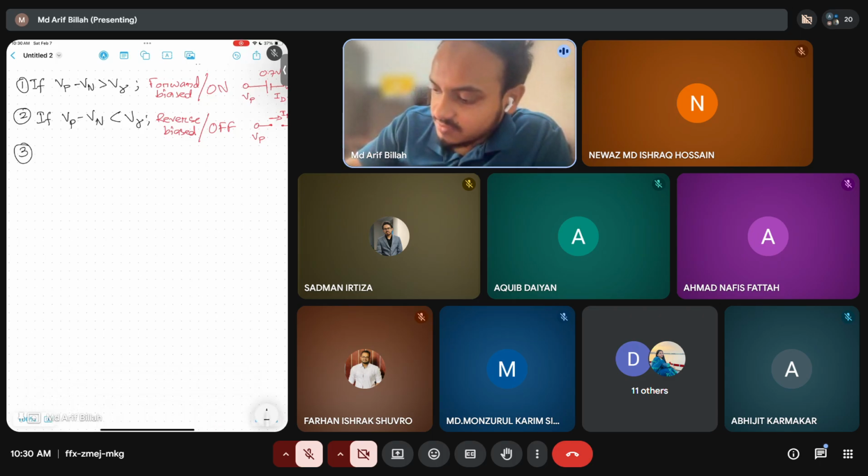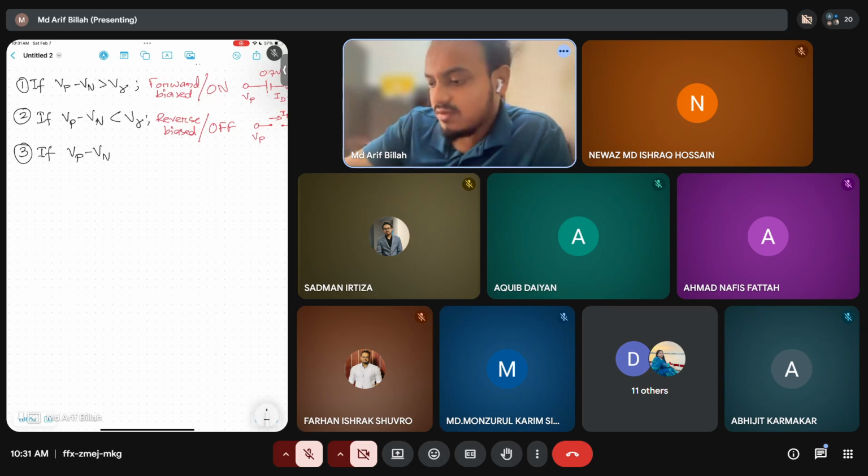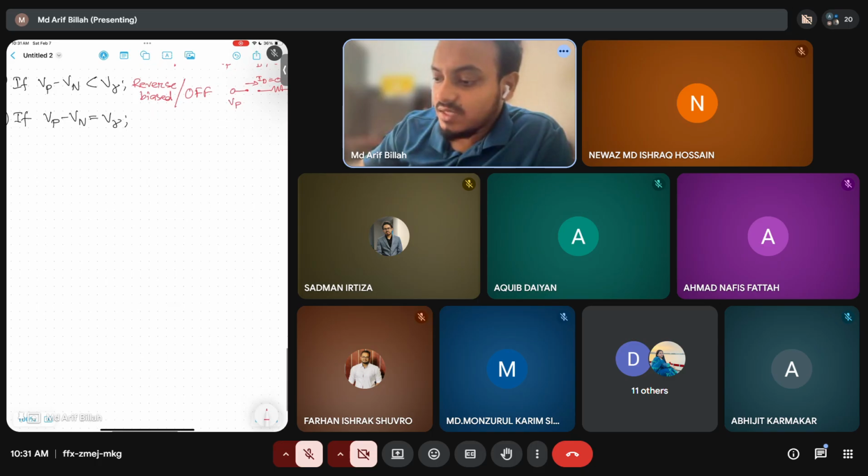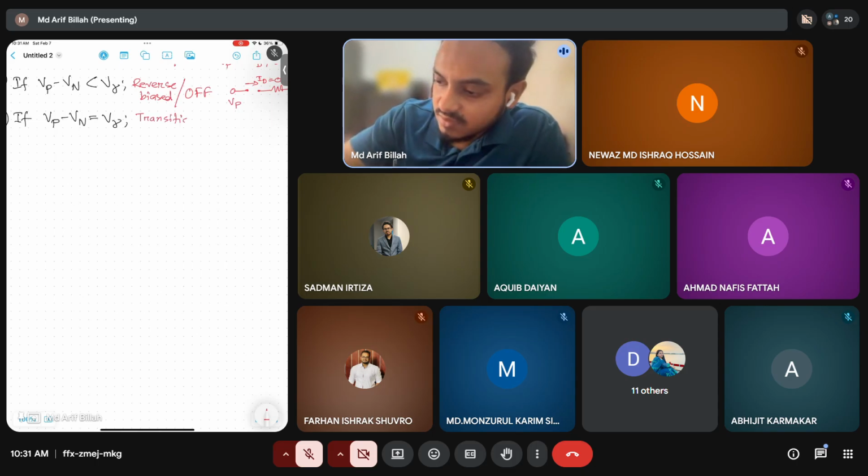And there can be a third case. What's the third case? Vp minus Vn. What can it be? It can be equal to V gamma. Right? We have greater than, less than. The only other option is it can be equal. What happens if it's equal? Equal, well, we call it the diode is in transition state. Transition state.